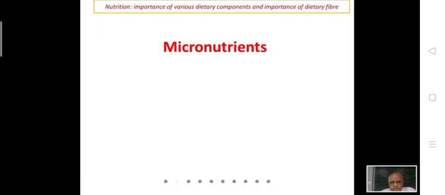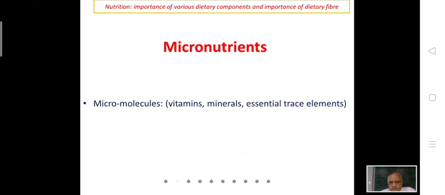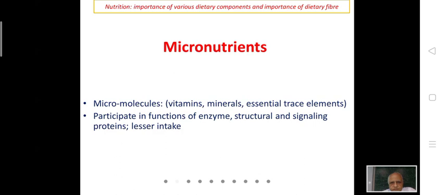Besides that, we also need micronutrients. And the micronutrients are nothing but the vitamins, minerals, essential trace elements. Minerals are needed, calcium, magnesium, iron. These are the minerals needed in more quantities, but there are certain essential trace elements. For example, molybdenum, selenium, zinc. These are also very important micronutrients which are needed for the growth of the body. These micronutrients participate in functions of enzyme, structural and signaling proteins, and they are required in less amounts.